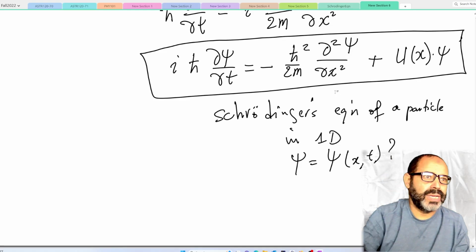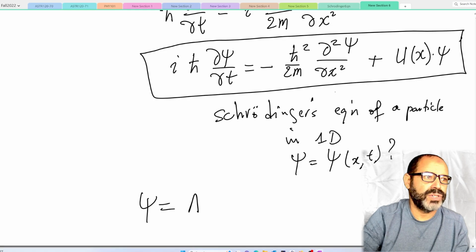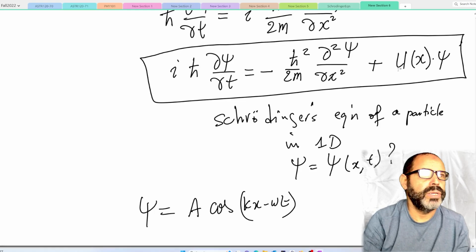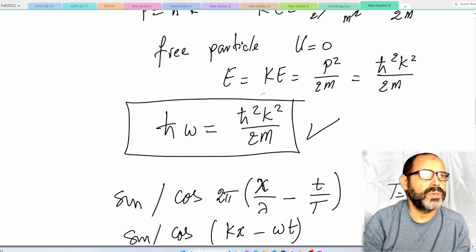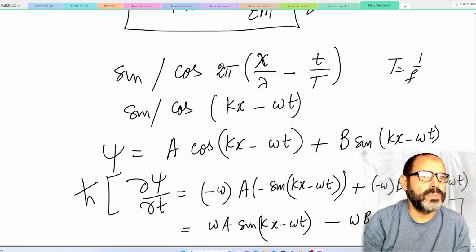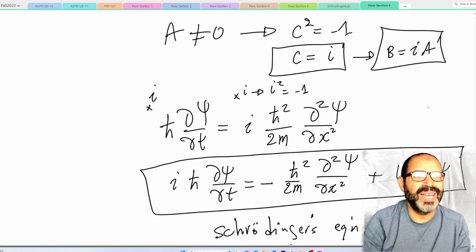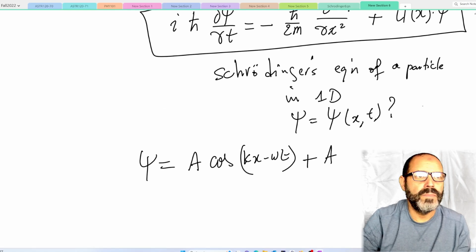So let's go back to psi in here, because I just mentioned the fact that psi must be a complex number. Psi, I just said, is A times cosine of kx minus omega t. That's how we wrote it in the beginning for a free particle. Plus B times the sine. And B, remember, is just IA. So plus IA, or AI, times the sine of kx minus omega t.